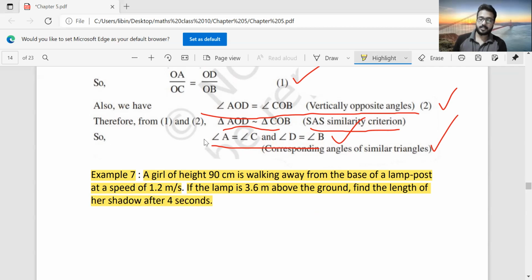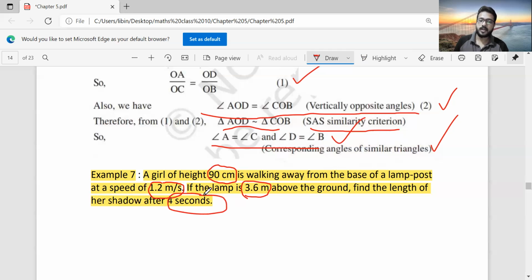So by reading the question, we can understand that whenever you are given a question like this, first of all, give importance to the unit of each quantity. Here we have 90 centimeter, but look at the speed. It is given as 1.2 meter per second, and the lamp is 3.6 meter, and again here we have 4 seconds. So the only quantity which is different from the others is 90 centimeter. Before the next step, you have to convert this 90 centimeter to meter. Keep that in mind.